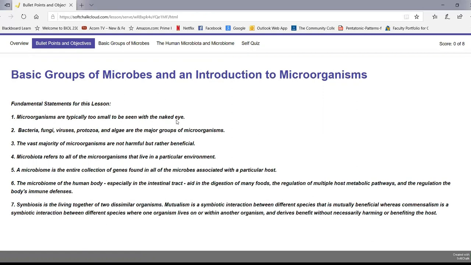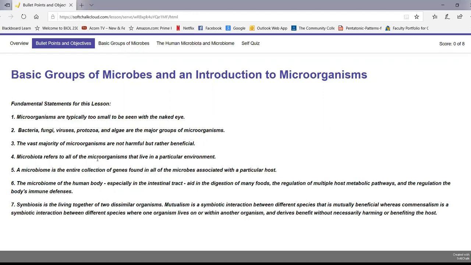So important key bullet points here in our first SoftChalk lesson is that microorganisms are typically too small to be seen with the naked eye, which is why they're called microorganisms, micro referring to small. We're going to learn that there are 5 major groups of microbes, namely bacteria, fungi, viruses, protozoa, and algae. So we'll be covering that shortly. We're going to learn that the vast majority of microorganisms are not harmful, but rather beneficial.